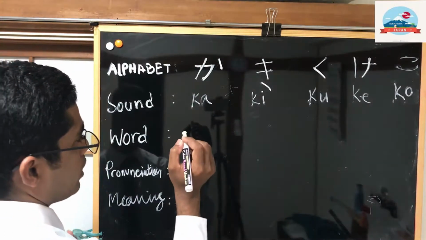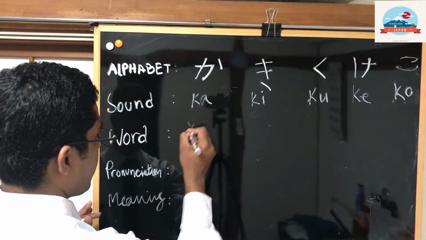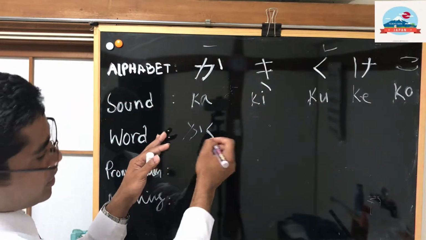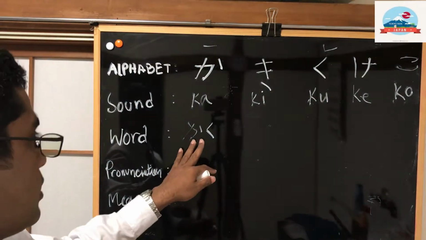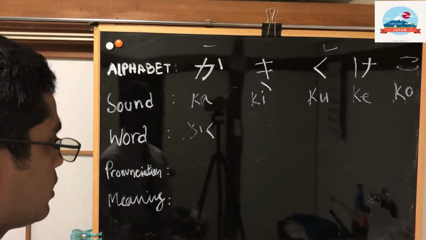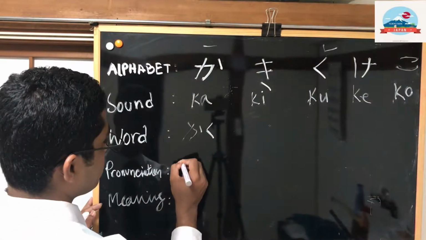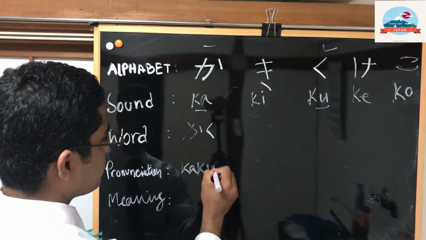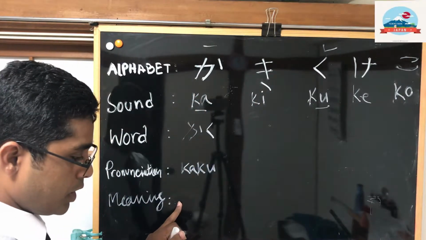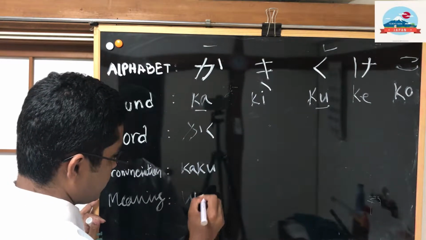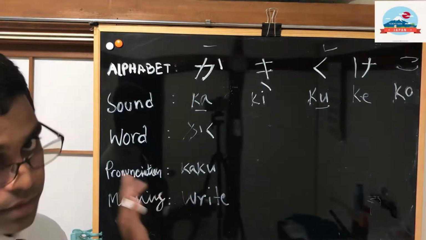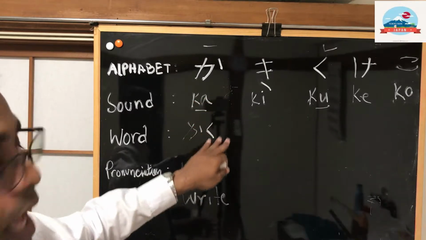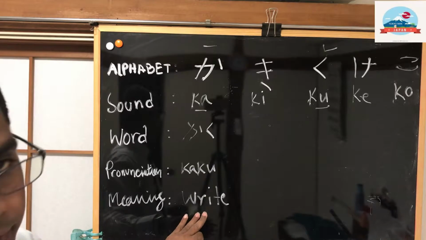Then we'll write a word by ka and ku, reading and writing together. This ka, ku, kaku. This pronunciation is kaku. Kaku means write. Writing something. Ka, ka, ka. Now this word kaku means write.